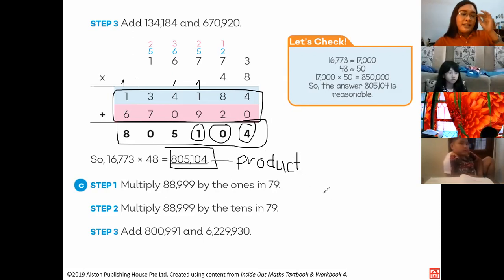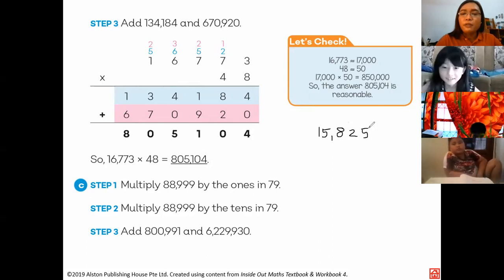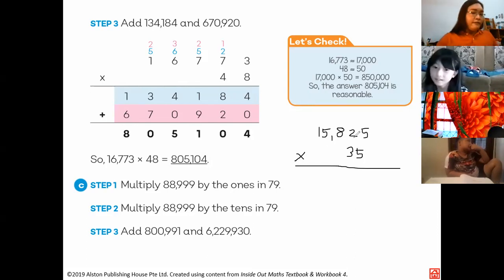All right, do you understand? Yes or no? Okay, very good. Class, try to answer this one. What about 15,825 multiplied by 35? 15,825 multiplied by 35.